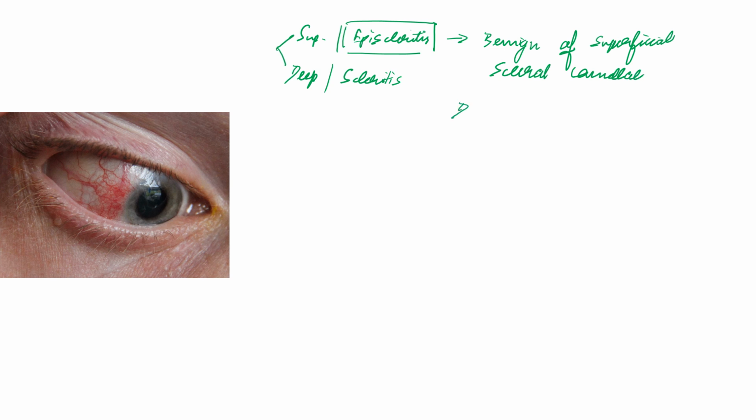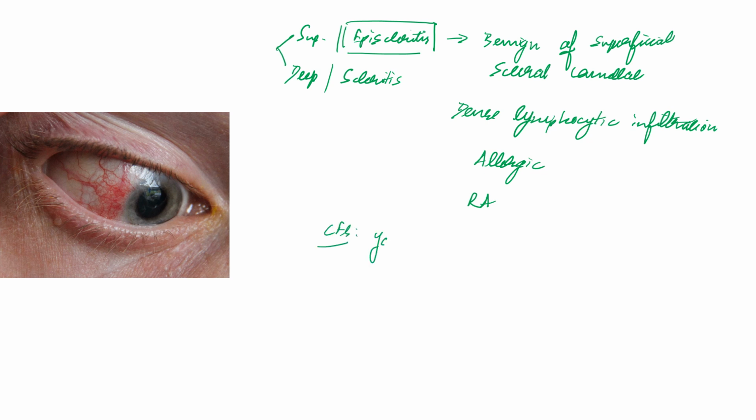Anatomically, there will be dense lymphocytic infiltration of the subconjunctival and the episcleral tissues. Coming to the etiology, it is thought to be an allergic reaction to an endogenous toxin and it is usually associated with rheumatoid arthritis. Coming to the clinical features, it usually affects young females.